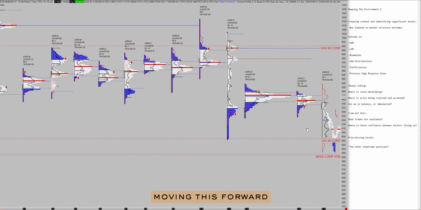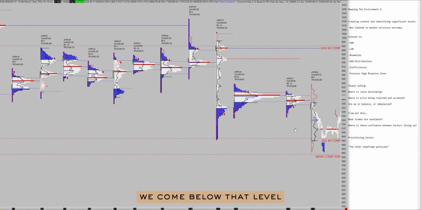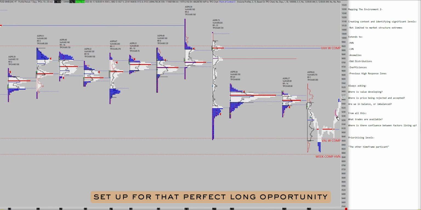Moving this forward, we come below that level and immediately set up for that perfect long opportunity. So we know that one of the areas, after establishing that this would likely be the level we're visiting first, since we lost our balance structure, one of the trading opportunities, if we weren't taking advantage of the breakdown, would have been the reclaim of this level.